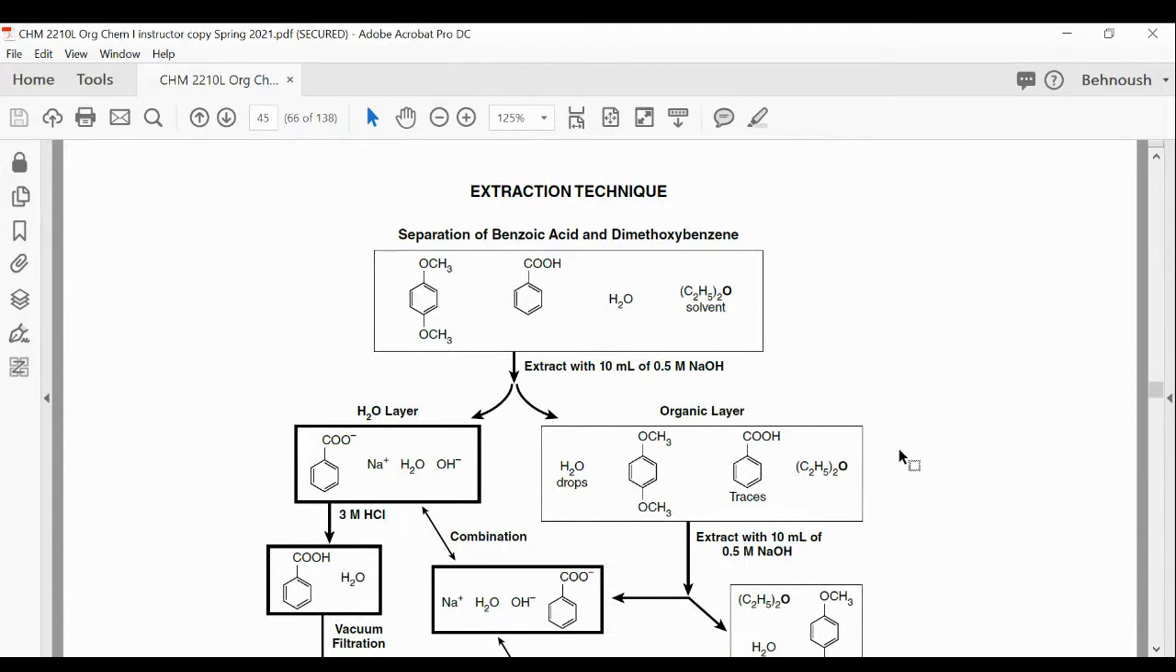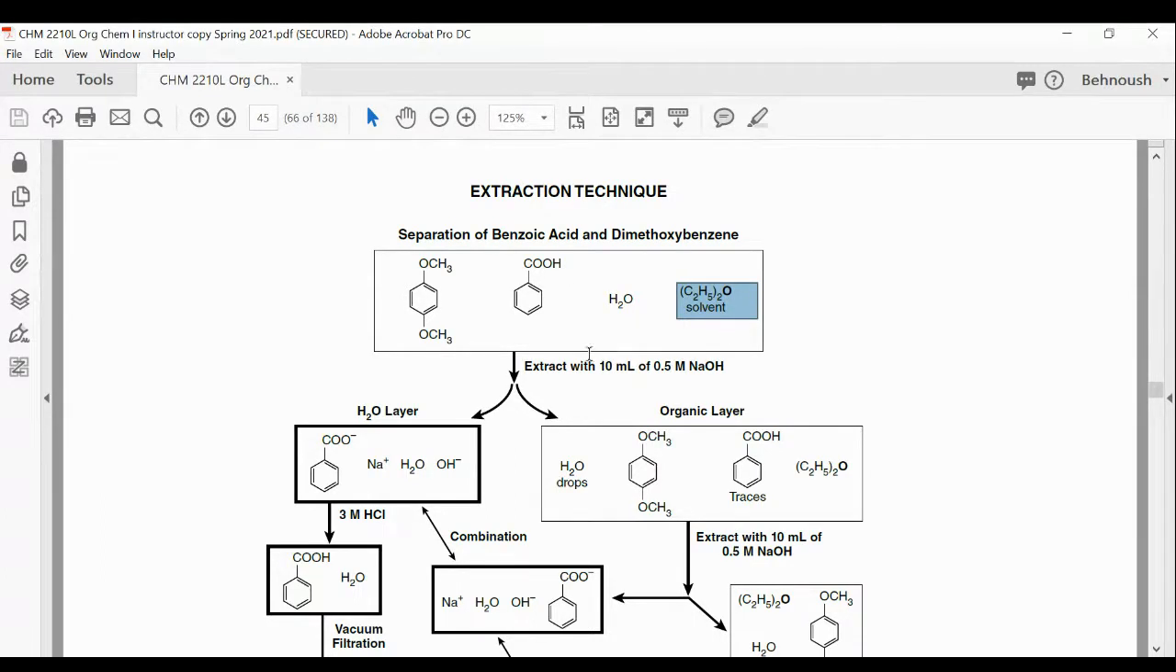Now, the experiment you are doing today has only 2 compounds. One is benzoic acid, and the other one is dimethoxybenzene, which is considered a neutral compound. It's not a base, it's a neutral compound, and you have the acid. You are dissolving them in ether, which is already labeled as solvent. When you dissolve this in solvent, both of them are going to dissolve in ether.